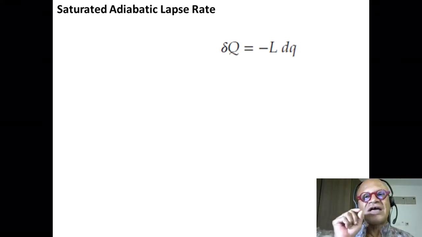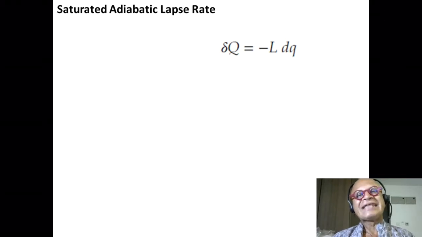When you have a dry parcel, even if it expands or compresses, temperature changes, but there is no heat gained, right? Because it's adiabatic. Whereas here, even if it's adiabatic, as it rises and expands or compresses, you're going to change the water vapor. So you're going to have minus L dq. dq is the change in saturated humidity.